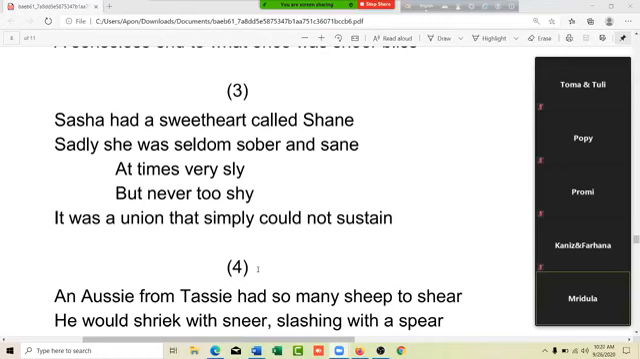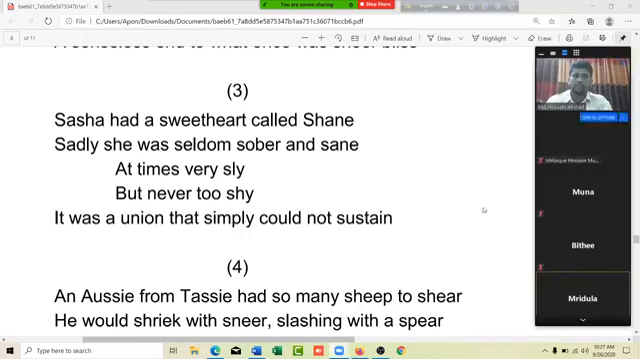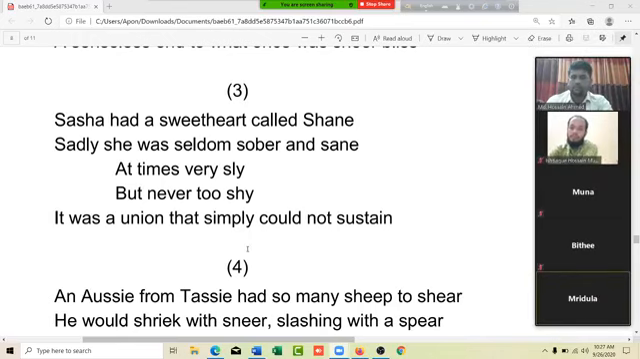Poem number 3. Sasha had a sweetheart called Shane. Sadly, she was seldom sober and sane. At times very sly, but never too shy. It was a union that simply could not sustain.